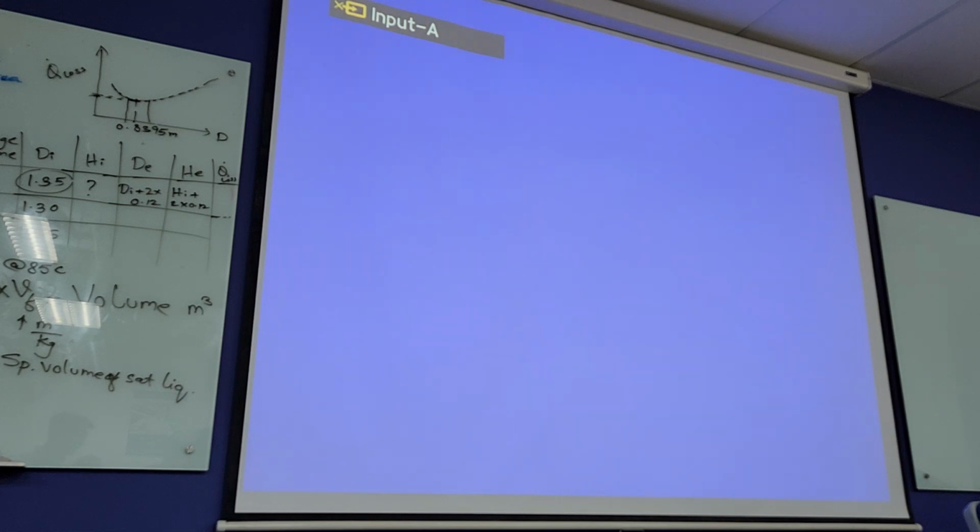Is that diameter? The description says 1.6. The internal cannot be more than 1.6. Go to 1.33, let's say. Yeah, 1.33. The curve is better now.